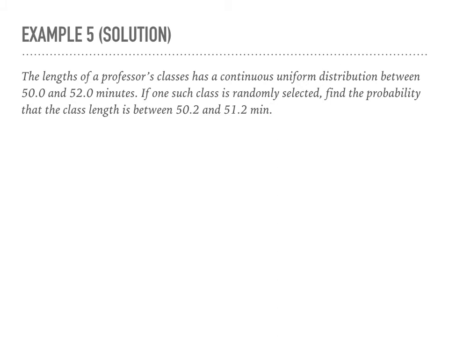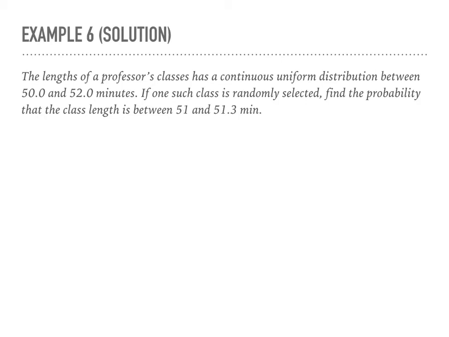Looking at example 5, the lengths of a professor's classes have a continuous uniform distribution between 50.0 and 52.0 minutes. If one such class is randomly selected, find the probability that the class length is between 50.2 and 51.2 minutes. Again, using our formula, we have 1 over 52.0 minus 50.0 times 51.2 minus 50.2, giving us 1 over 2, or 0.5.